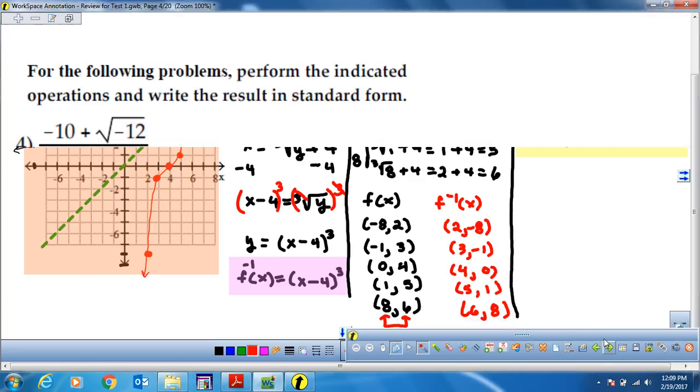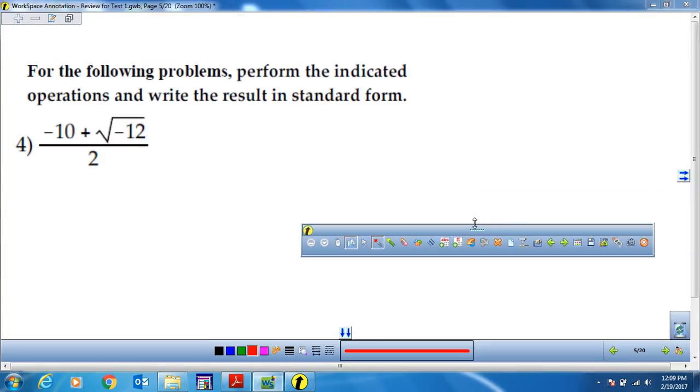Question number 4. Now, for the following problems, we want to perform the indicated operations, and we're going to write the result in standard form. Standard form of a complex number is the form a plus bi.